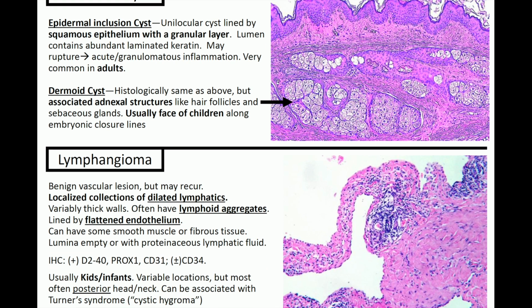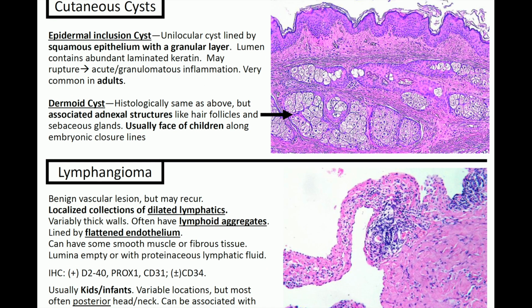Next up, we've got cutaneous cysts. Cutaneous cysts can occur as epidermal inclusion cyst, which is a unilocular cyst lined by squamous epithelium with a granular layer. The lumen contains abundant laminated keratin. It may rupture, leading to acute granulomatous inflammation.